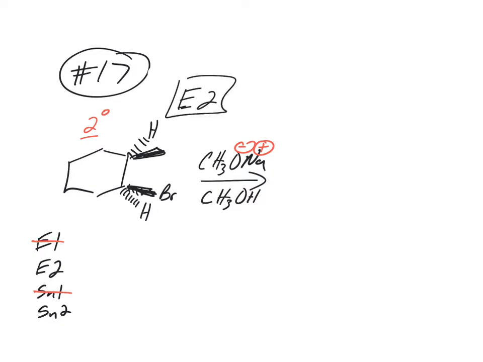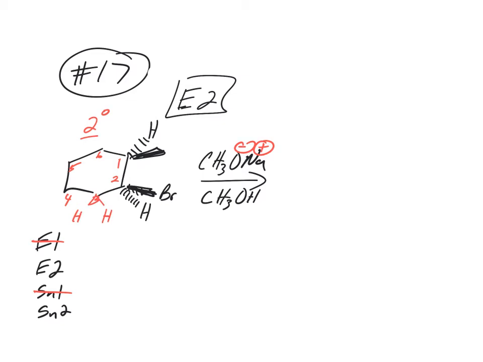So doing E2, we need to find the leaving group. Let's number these carbons, 1, 2, 3, 4, 5, 6. We want to find the beta hydrogens. We numbered our carbons, which you all should do. So we're looking for beta hydrogens for E2, beta from carbon 2. How many different types of beta hydrogens are there? Two. Which carbons have beta hydrogens? 1 and 3.